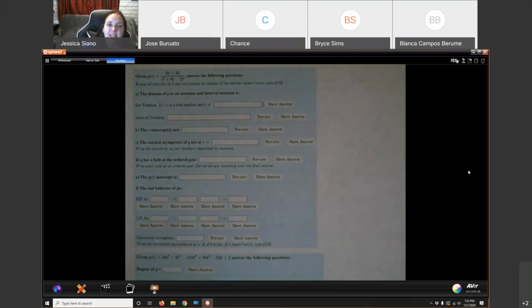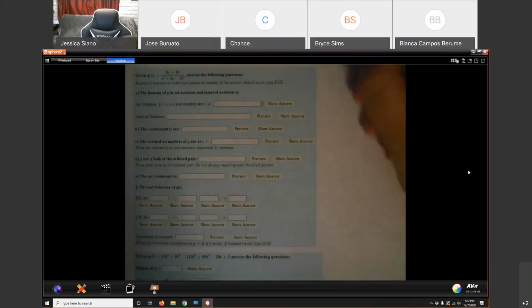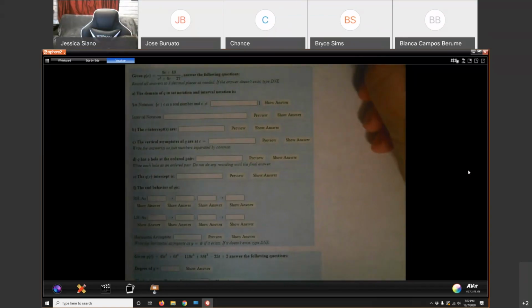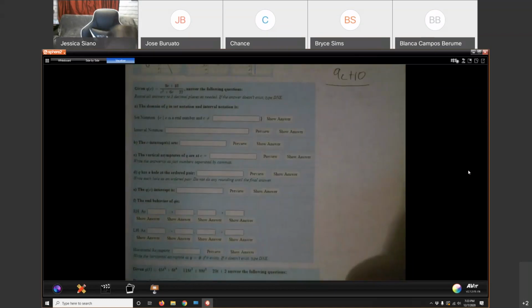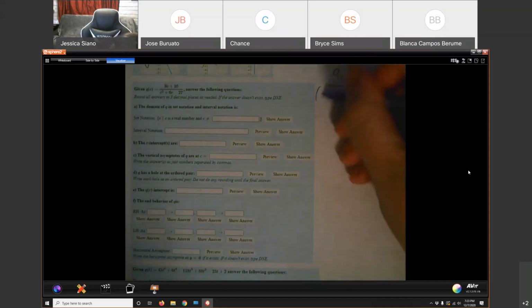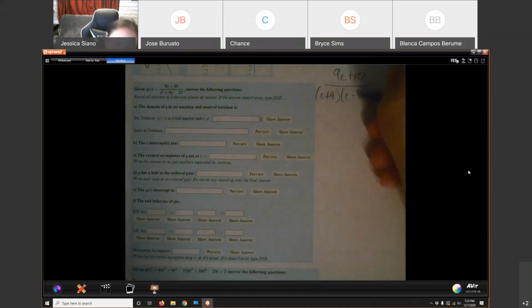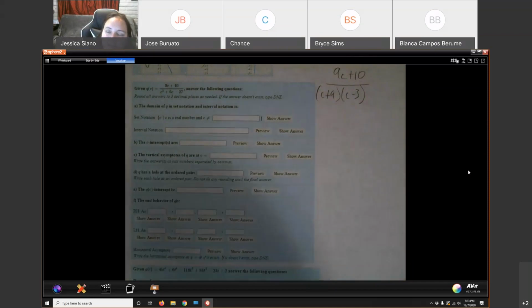All right. If we are given a rational, the first thing that you should do is check to see if it reduces. So we should ask ourselves, does this reduce? To do that, we're going to factor the denominator. Two numbers that multiply to a negative 27 and add to 6 are going to be c plus 9 and c minus 3. Nothing cancels here, which means that there are no holes.